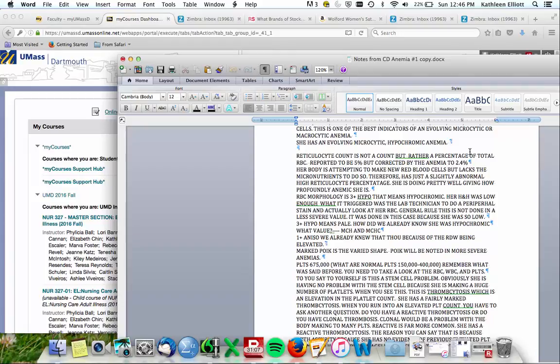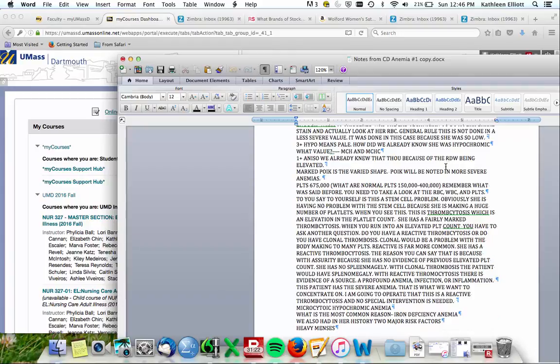She has anisocytosis. We already knew that, though, because of her RDW being elevated. She has marked poikilocytosis, and that's the varied shape. Poikilocytosis will be noted in more severe anemias. She has platelets of 675,000, and what are normal platelets? 150,000 to 400,000. Remember what was said before.